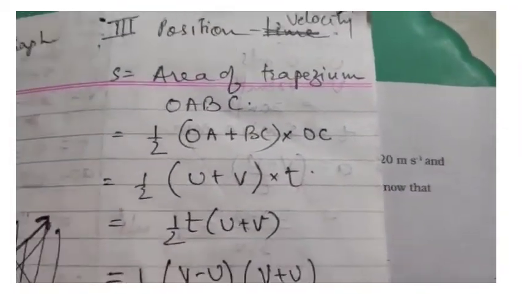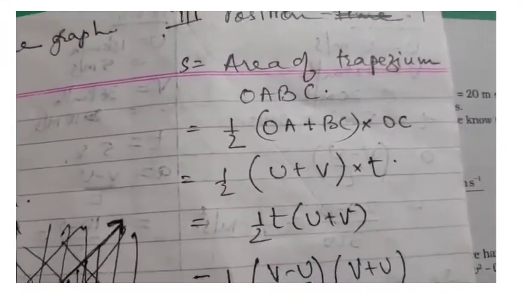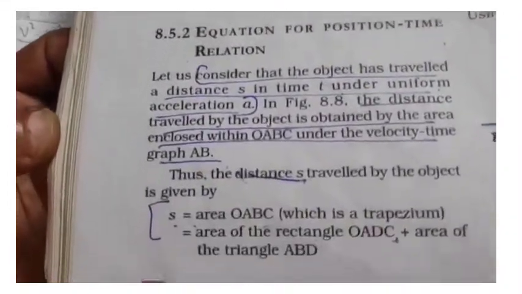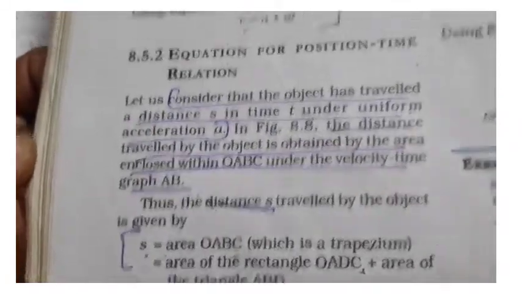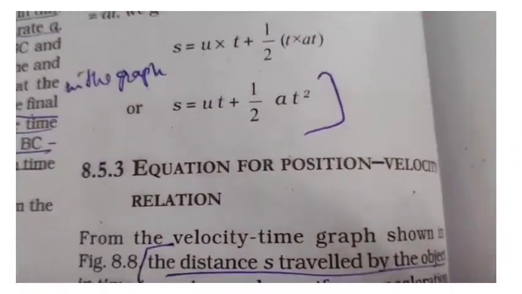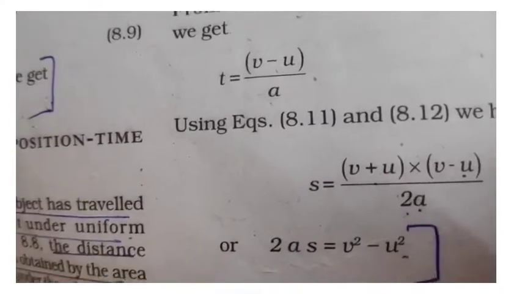Understood or not? So this is how you work out the three. All the three may not be asked in the exam together. This is given on your page 108. The full thing is given. This is the position time relation, which is explained over here. And then you have the position velocity relation. Clear till here? Did you understand till here? Okay.